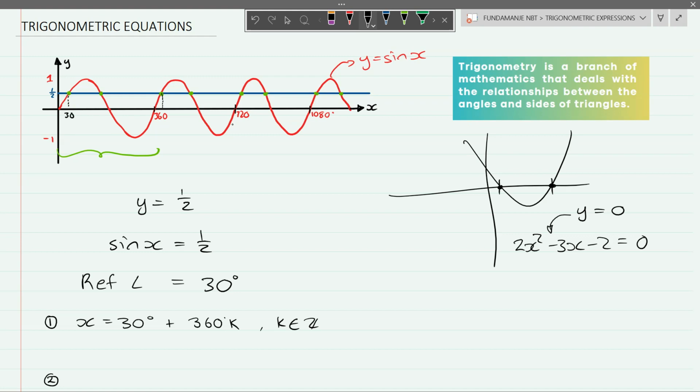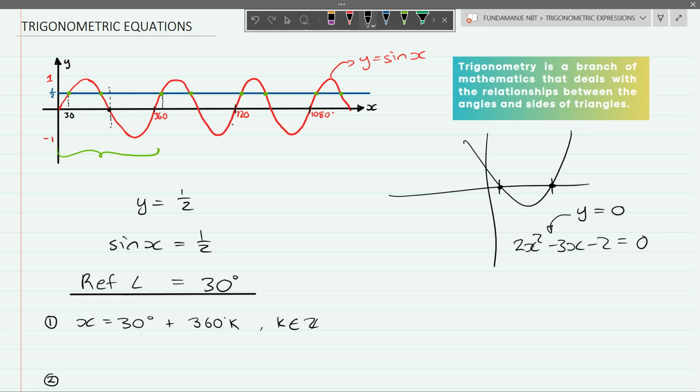That's when we're going to get the other half. But this doesn't give us our entire solution. That's why we had to write down that 30 is only the reference angle. There's also another one that happens over here within this region, or respective to 180.